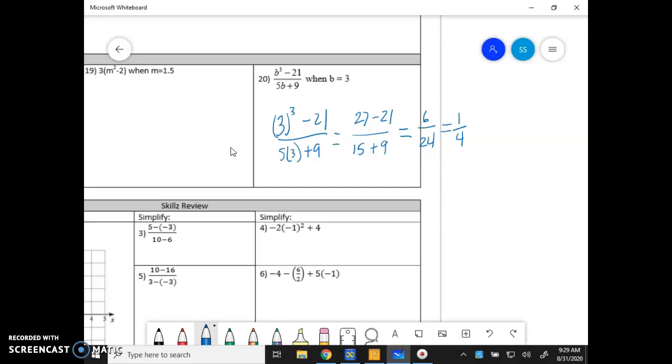If you want to do it the old-fashioned way, just remember what's the biggest number that these are both divisible by. We can divide 6 by 6 to get 1. We can divide 24 by 6 to get 4.